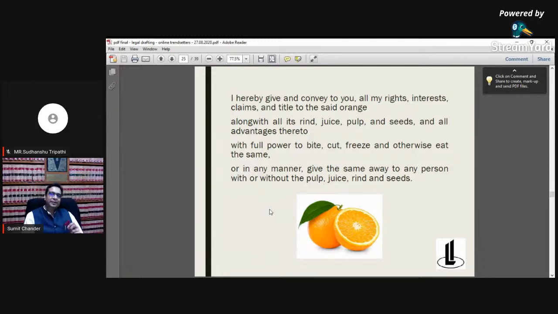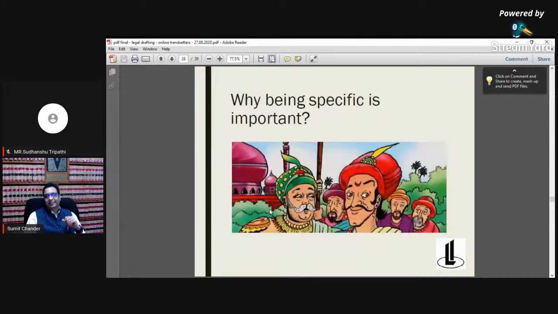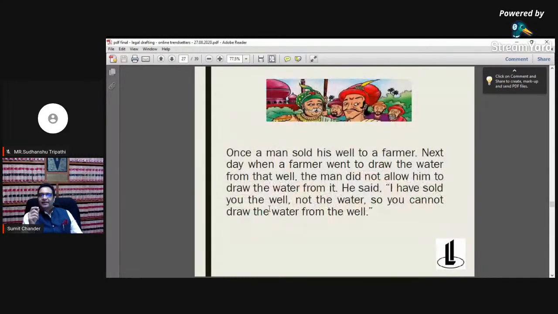And why is being specific important? This I will tell you by an Akbar Birbal story. Next, please. So in this story, and can we have the next slide as well? In this story, what had happened was that once a man sold his well to a farmer. Next day, when the farmer went to draw the water from that well, the man did not allow him to draw the water from it. And he said, "I've sold you the well, not the water. So you cannot draw the water from the well." This became an issue. This was bad contract drafting. They did not mention that the water will come along with the well.